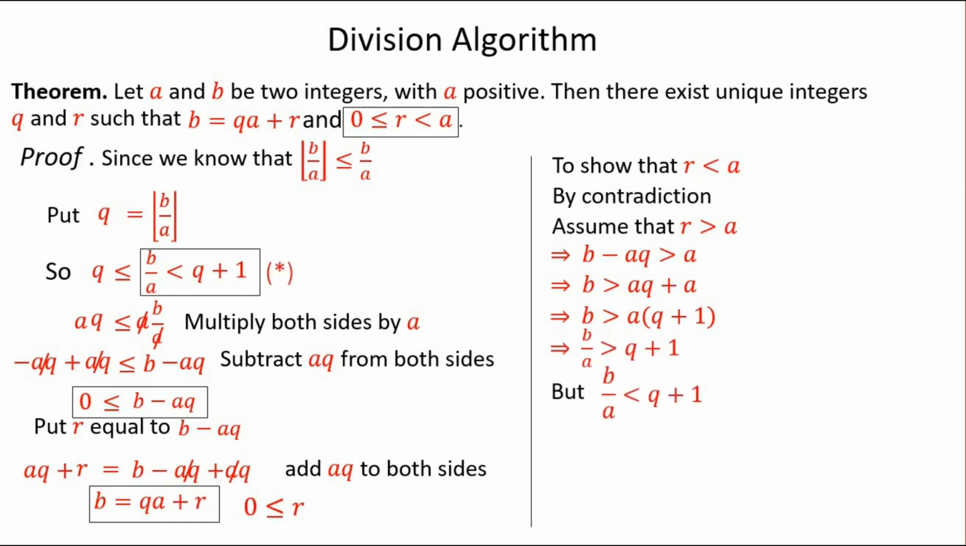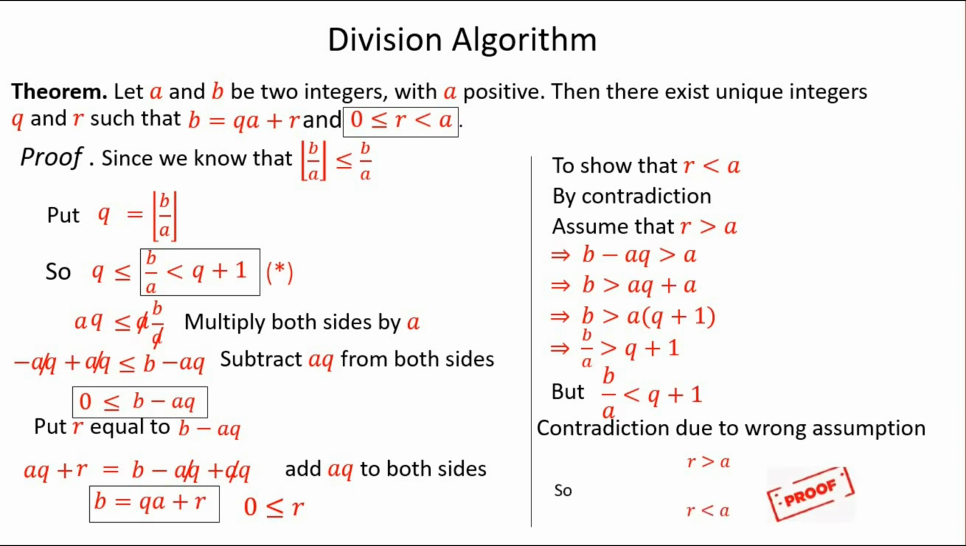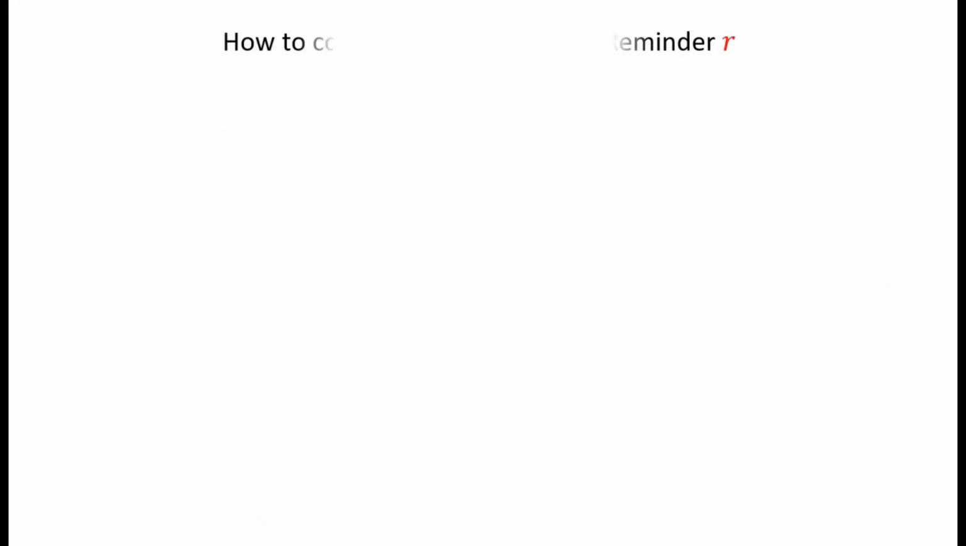But b over a less than q plus 1, as given in the equation star. The fact given in the equation star is contradicted because of our wrong assumption, that is r greater than a. So r less than a, which is the required proof, where q is called quotient and r is called remainder. The question is how to compute quotient and remainder.